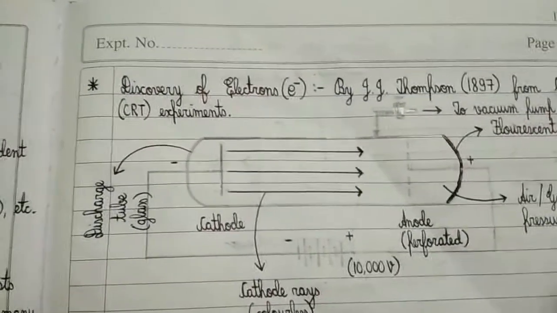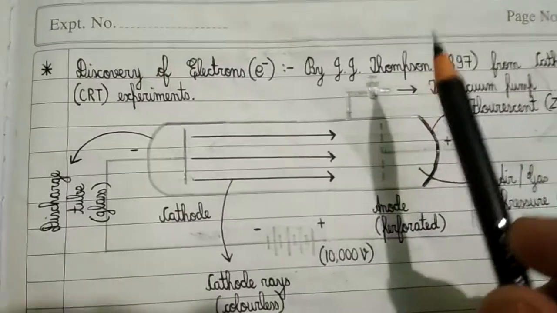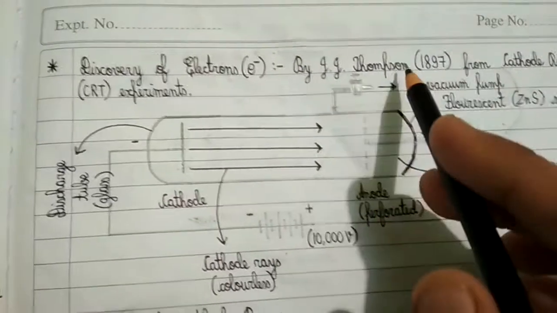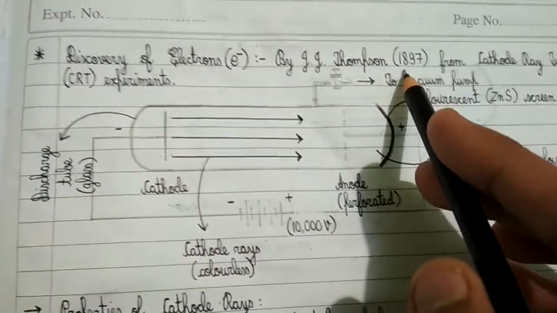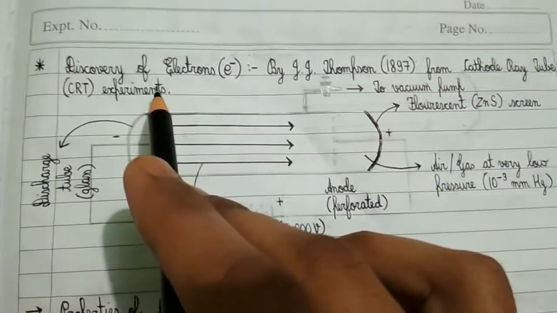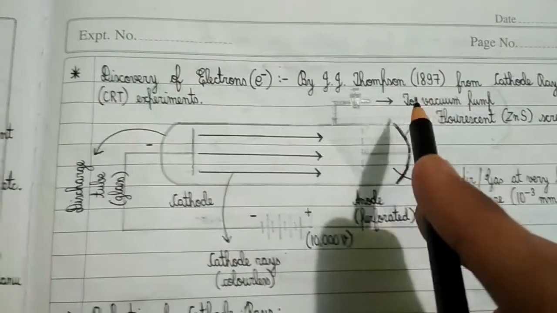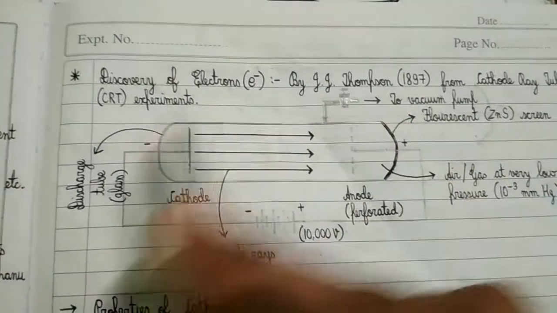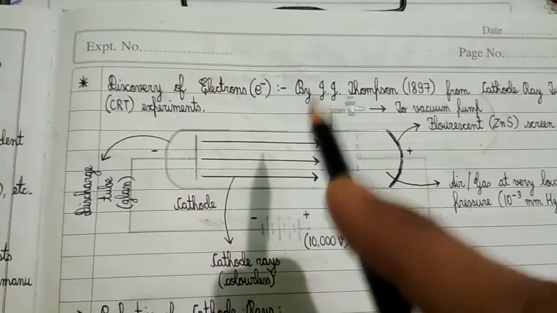So, discovery of electrons. Electrons were discovered by Sir J. J. Thomson in 1897 from cathode ray tube experiments. So what is the cathode ray tube experiment? This is the entire setup of the cathode ray tube experiment.